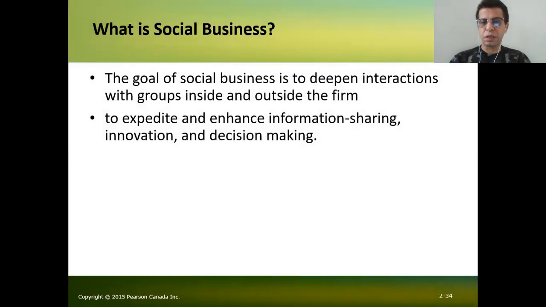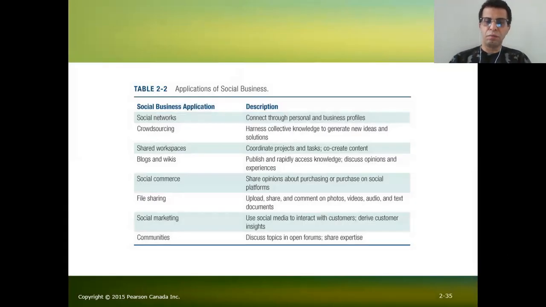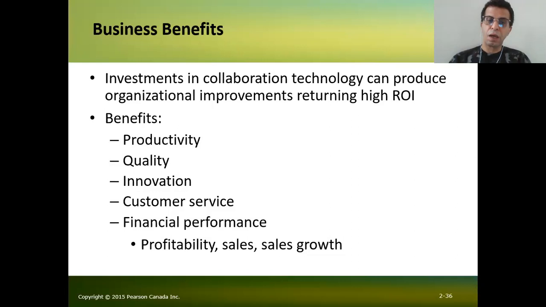So, what's social business? The goal of social business is to deepen interaction with groups inside and outside the firm, to expedite and enhance information sharing, innovation, and decision making. Social business includes social networks, crowdsourcing, shared workspaces, blogs and wikis, social commerce, file sharing, social marketing, and communities.